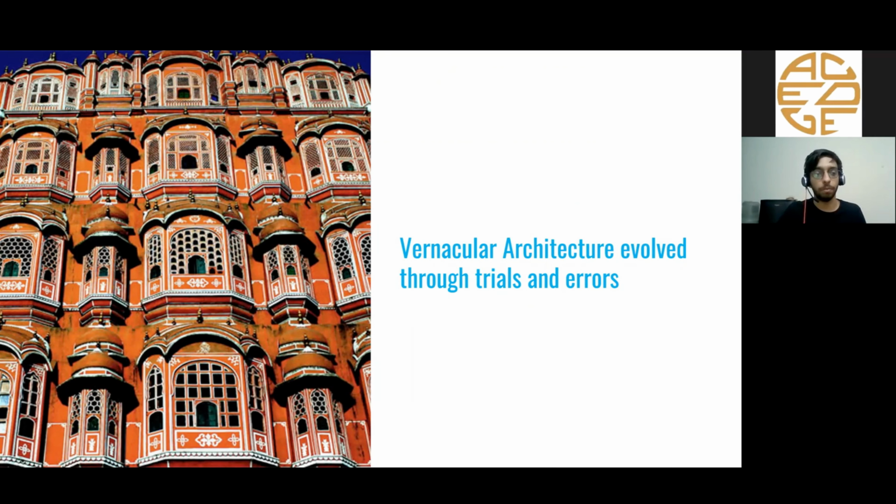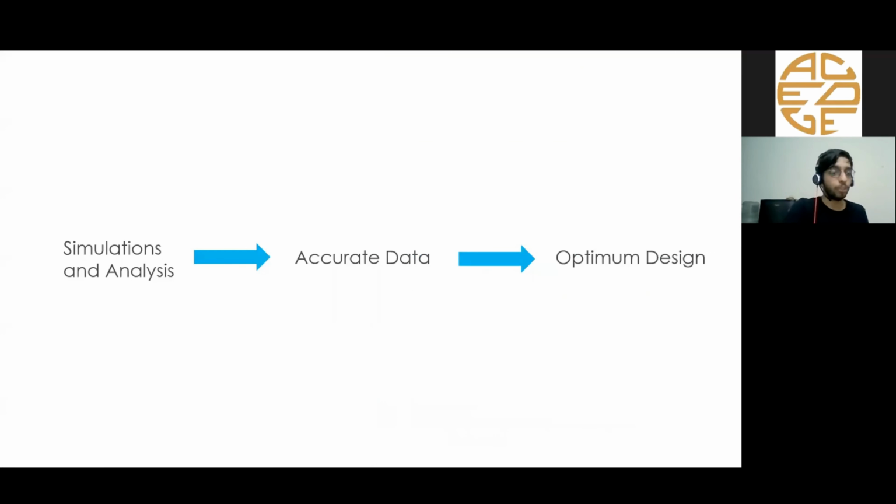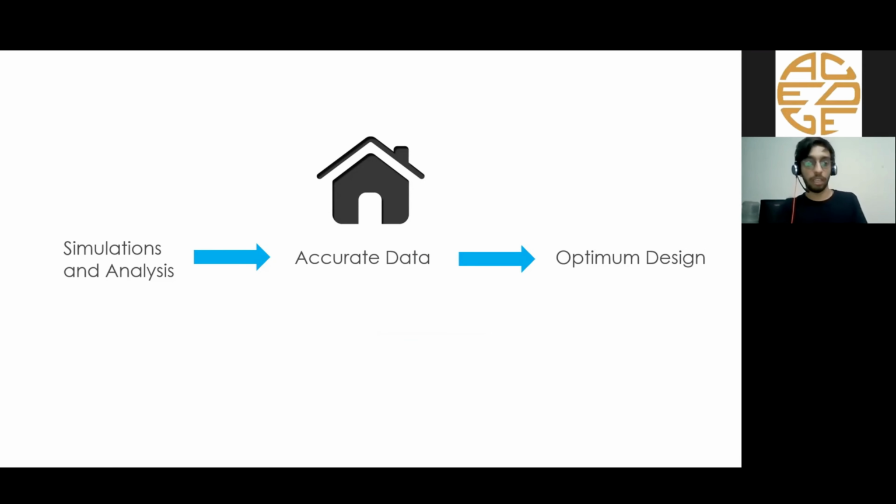There is no way that we can build full-scale models. So we have to build some simulations and models and do some analysis to predict the building's performance. So we do simulation and analysis, and from there we get some accurate data, and that accurate data gives us our optimum design.